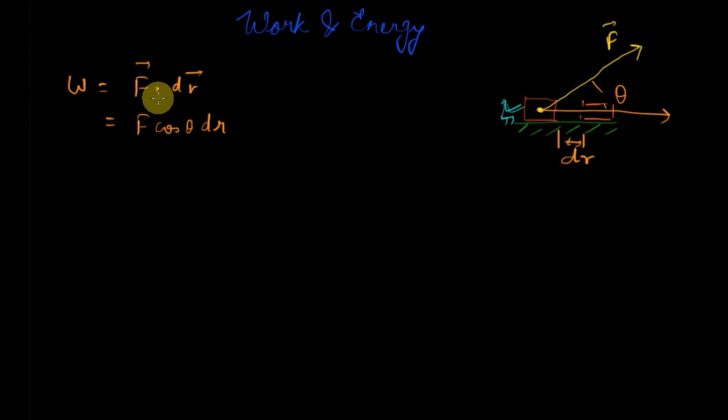This is the property of the dot product. When you have two vectors a and b, the dot product of a and b will be ab cos theta, right? So this F cos theta, let me denote it as Ft, so work is Ft dr. What is Ft? Ft is the component of force along the direction of motion of the object. We have seen this in the resolution of vectors concept.